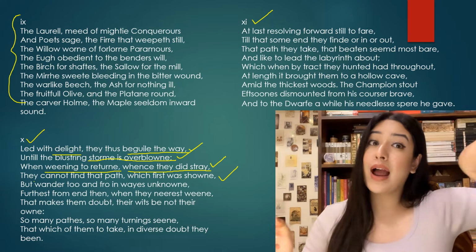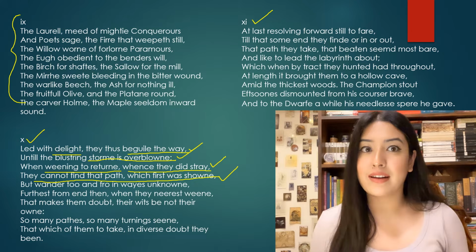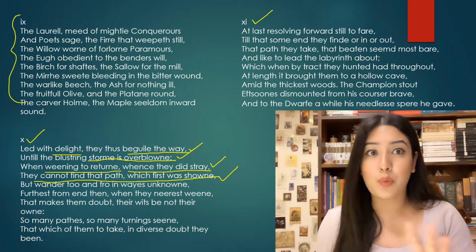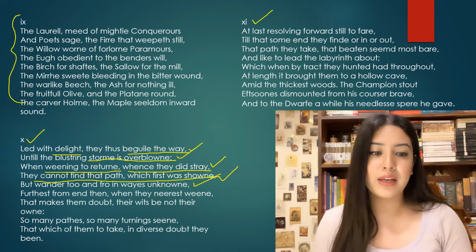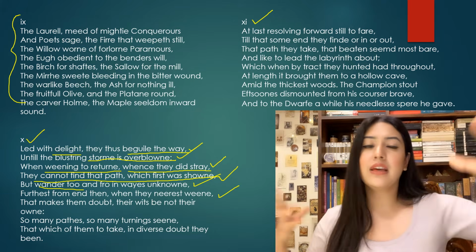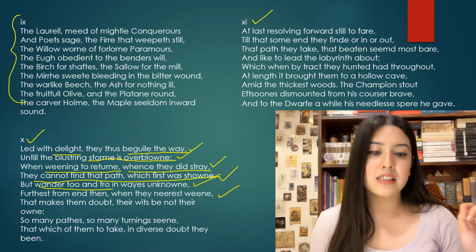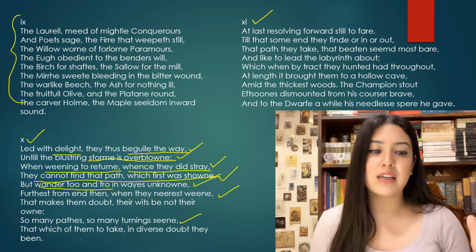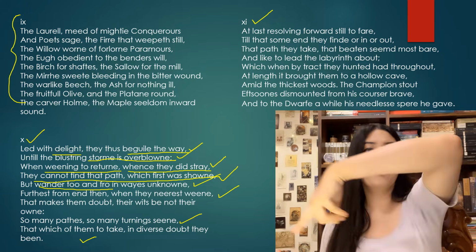But when they were trying to search for the path they had come from, they could not find it. They were literally lost, wandering about. "But wandered to and fro in ways unknown, furthest from end then when they nearest ween." They were going to and fro, seeing here and there, and could not find the path. "So many paths, so many turnings seen, that which of them to take in divers doubt they been." They saw so many paths that they were moving around in circles.